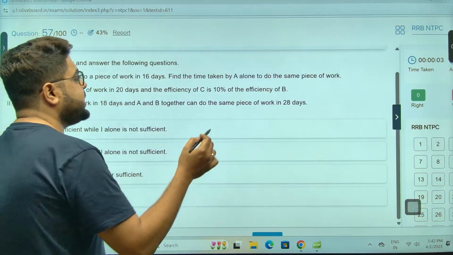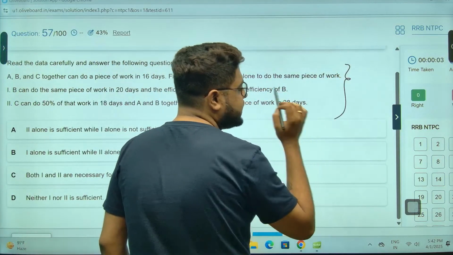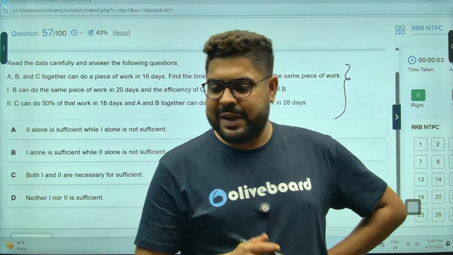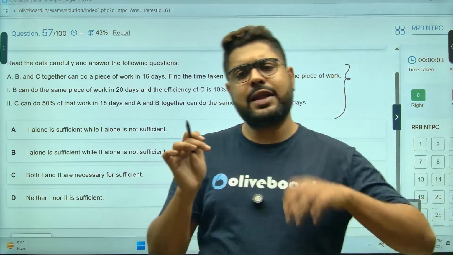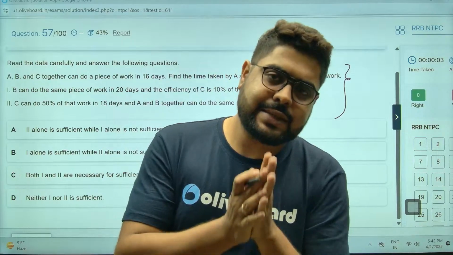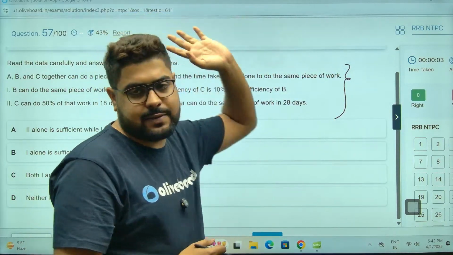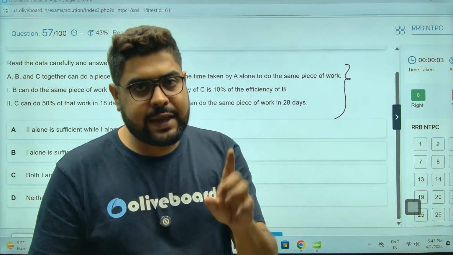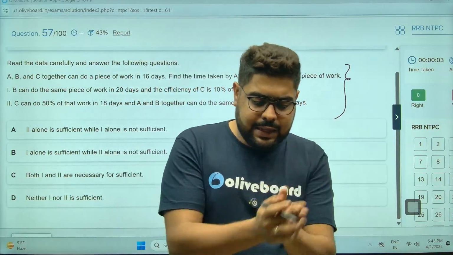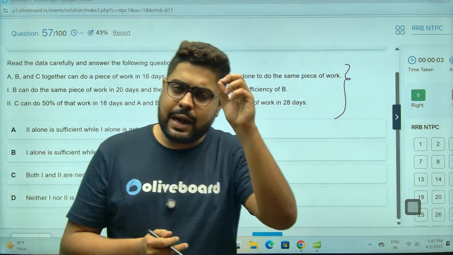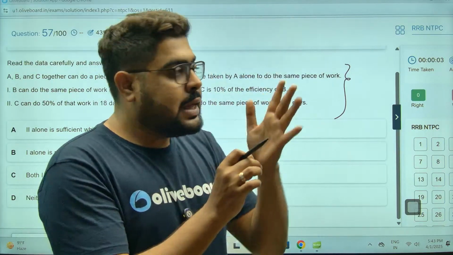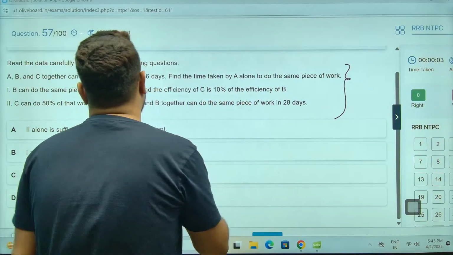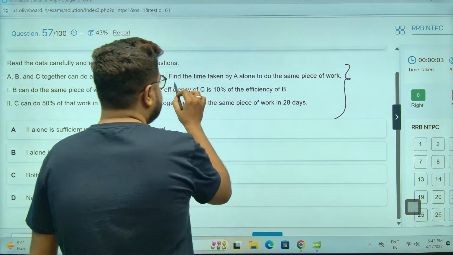If you want to be good in data sufficiency, you need to learn how to answer without solving. Please understand what they're asking in the data sufficiency questions. They are not asking you to figure out the answer. Please understand the agenda there. They are asking whether we can get the answer.